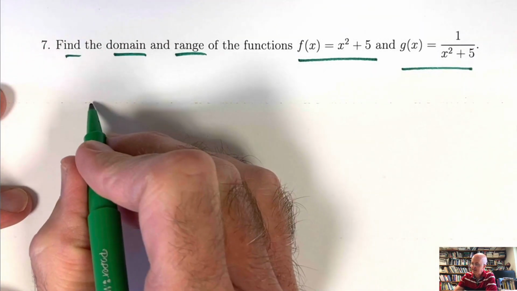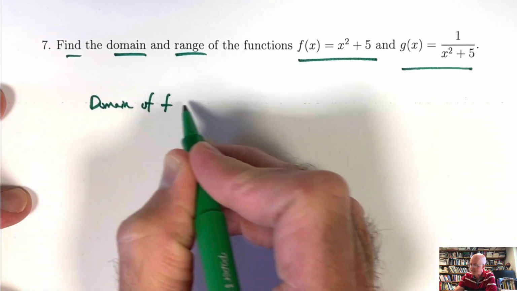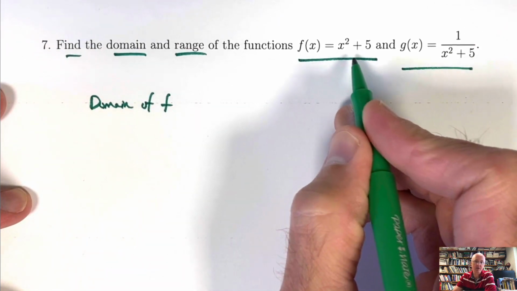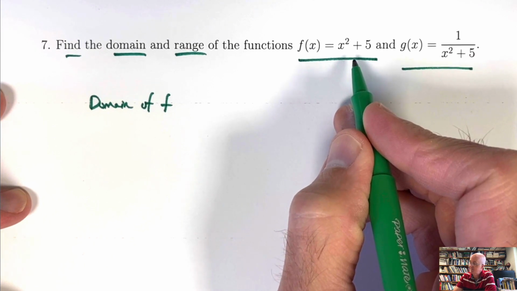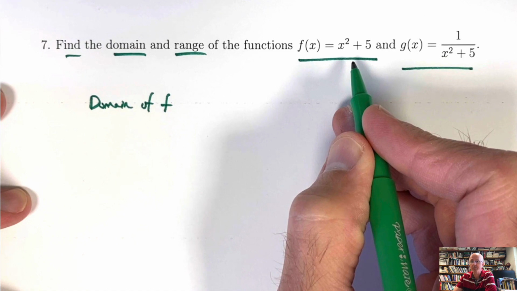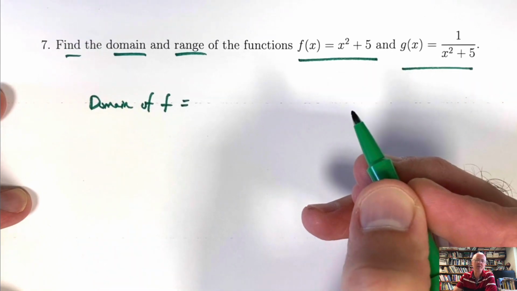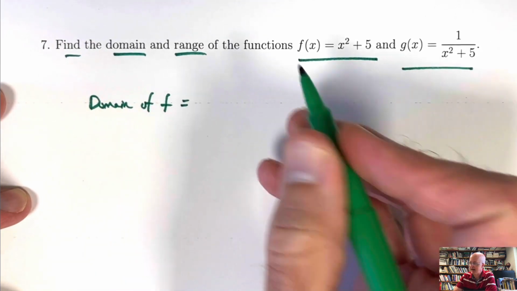So for f of x, the domain of f, you can plug in any real number into that. No problem. You're not dividing by 0. You're not taking the square root of a negative number. We do want real number outputs. No problem. The domain is the entire real number system, the entire real line.